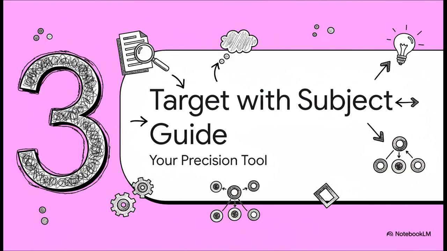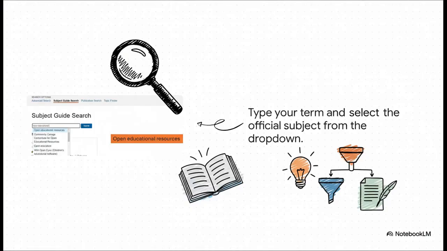Well, if the Topic Finder was our compass, the subject guide search is more like a sniper rifle. It's all about precision. So as you type here, the database actually suggests official subject headings. When you choose one, like Open Educational Resources, you're basically telling the system, hey, I'm serious. I only want articles that are officially tagged with this exact subject. This is so key for getting super relevant results.